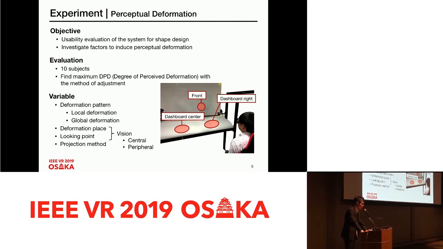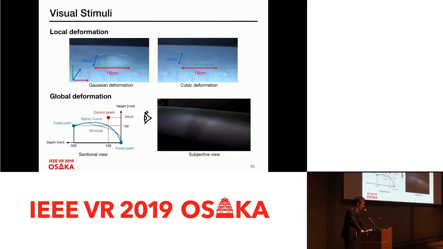We tested two types of deformations, local deformations and global deformations. In local deformations, only a part of the dashboard is deformed, assuming the local deformations are for the decorations of the dashboard or the character lines. There are two types of local deformations. Gaussian deformation, in the upper left figure, uses a Gaussian distribution to realize smooth deformations, while cubic deformation is a cuboid to realize a sharp deformation. The size of the deformation is fixed at 10 times 15 centimeters, and the subject adjusts the height.